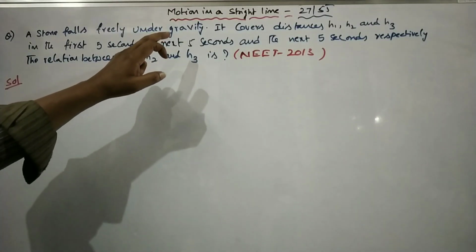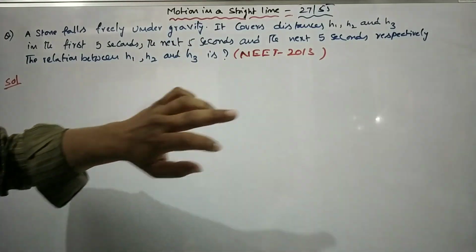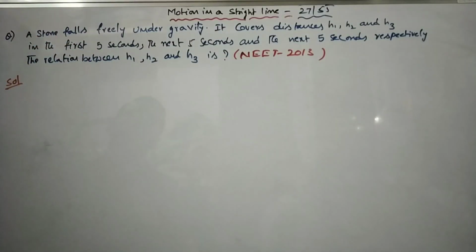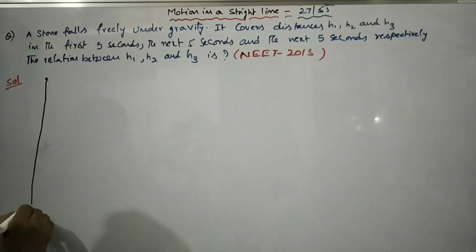The 27th question in Motion in a Straight Line is asking, in 2013: a stone falls freely under gravity. This is the hint for this question. What is that? A stone falls freely under gravity. That means, suppose this is the scenario which is shown in a figure.